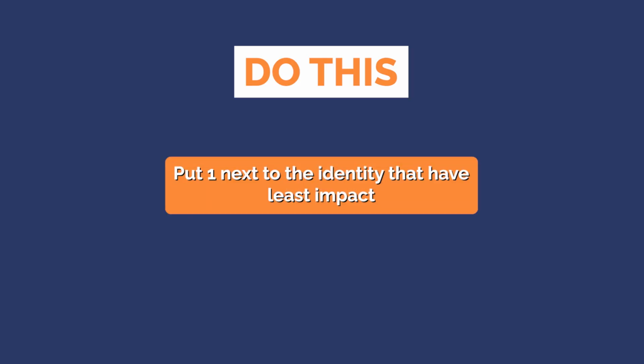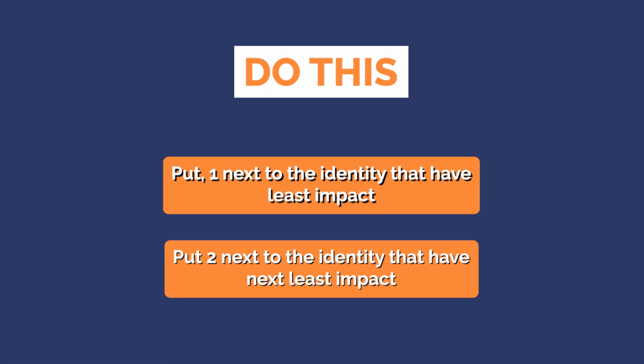So the first thing I want you to do is to, in the column, which is to the right, it has a little hashtag. I want you to put a number 1 next to the identity that would have the least impact if it was removed from your life. So it's the one maybe you think about the least, or you're like, oh, if that was gone, I'd be pretty much the same, not too different. And then you're gonna write a number 2, next to the one that would have the next least impact, okay?